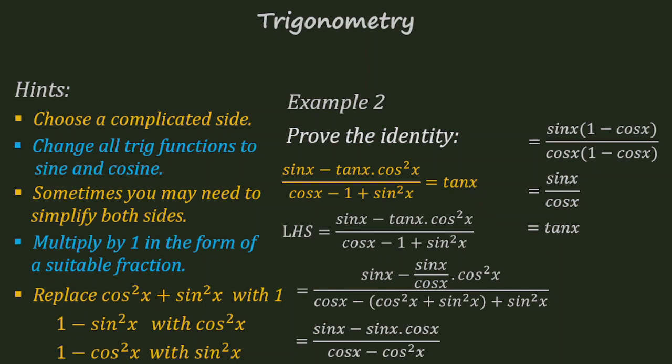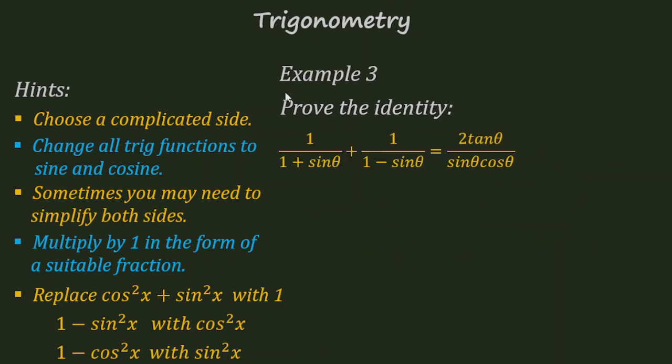Let's try yet another identity. In this example, we are required to prove the identity like in the previous example. The left-hand side is given by 1 over 1 plus sin theta plus 1 over 1 minus sin theta. And we are required to prove that this is the same as 2 tan theta over sin theta times cos theta. If you look at the right-hand side, it will be a challenge for us to take this and make it look like that. But we could try the left-hand side.